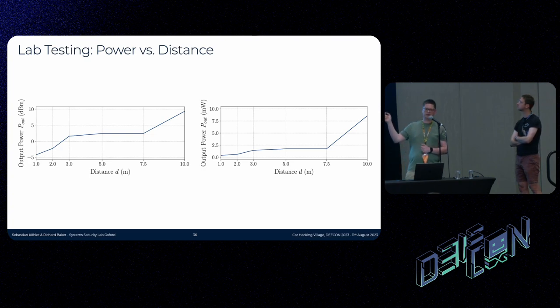As you can see, it's plotted in dBm and milliwatts. On the left, in dBm, you can see that for a distance of 10 meters, we were able to disrupt this communication with less than 10 dBm, or 10 milliwatts. Your Wi-Fi router is probably transmitting at around 100 milliwatts, so just to give you an idea, this is very, very low output power. And this was from 10 meters away.